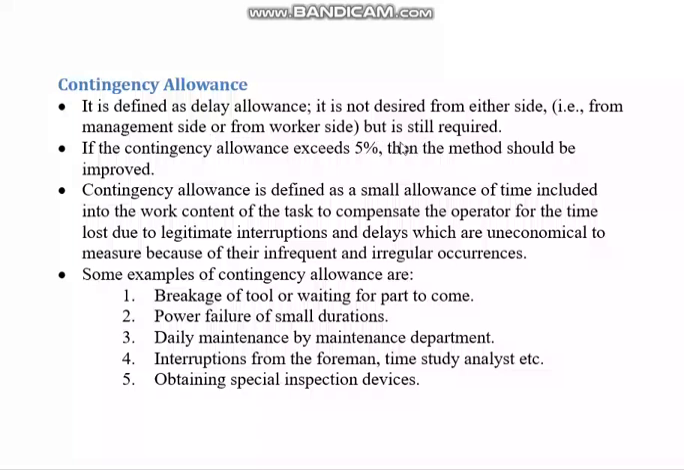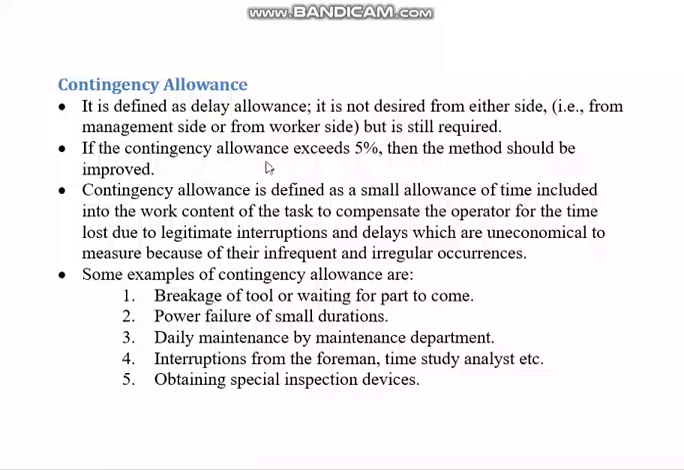Okay, but it will be required. Why will it be required? Because of unforeseen reasons. If for any particular work the contingency allowance is exceeding 5%, that means that the method should be improved. You have to carry out the method study, and you should be able to find a better method of doing the work.